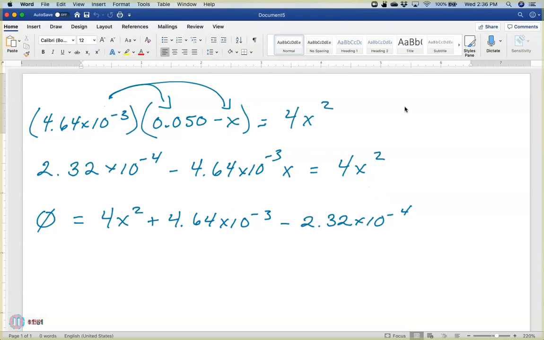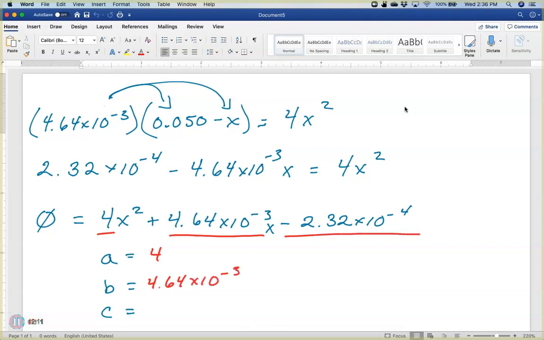So now it's set up in a way that I can put it into the quadratic equation where I need to know terms a, b, and c. A is going to be 4. Oops, I missed an x in there. It's 4x squared. Right. A is going to be 4, B is a positive 4.64 times 10 to the negative third, and then C is going to be a negative 2.32 times 10 to the negative fourth.